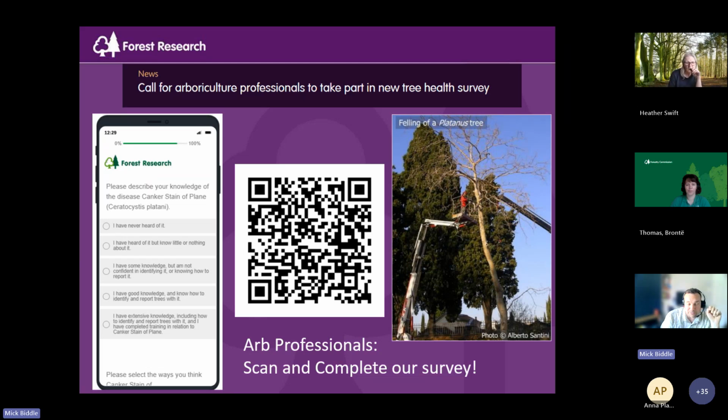I'll start by introducing myself. I'm Mick Biddle. For 3 years now, I've been the pathology response manager for Forest Research, and part of that role is improving preparedness for tree health threats and being able to respond to tree health pathogen threats. Prior to that, I don't have a scientific background particularly. I came via the Forestry Commission plant health forestry team, so I was 12 years working with Bronte, and prior to Bronte, Barnaby, who many of you will know.